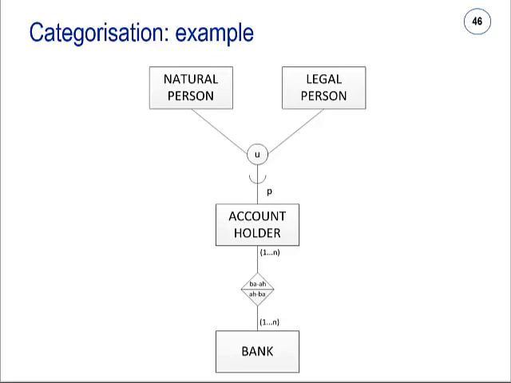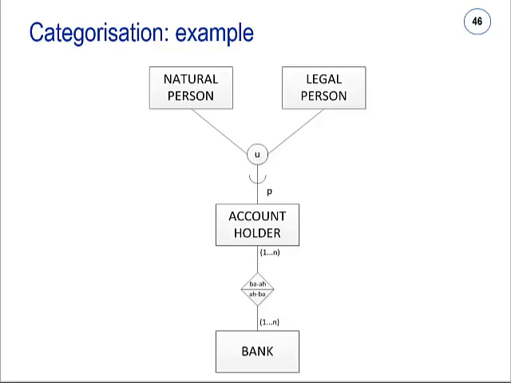Here, when you do categorization, you have the idea of selective inheritance. Selective inheritance means that some account holders will inherit attribute types and relationship types from natural person. Other ones will inherit attribute types and relationship types from legal person. So selective inheritance refers to the situation whereby the account holders either inherit from natural person or legal person.